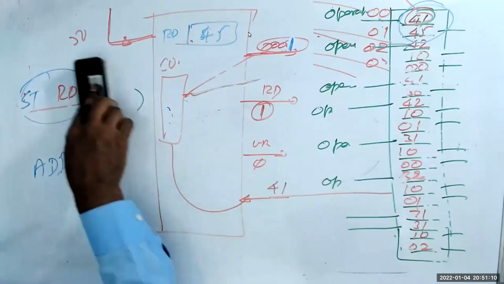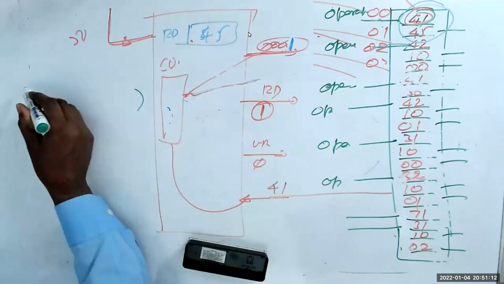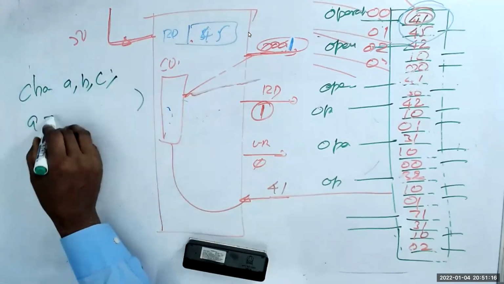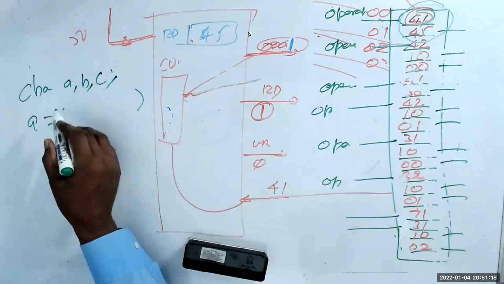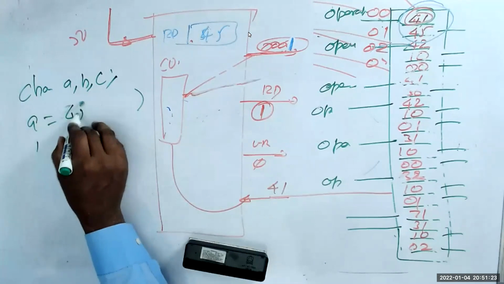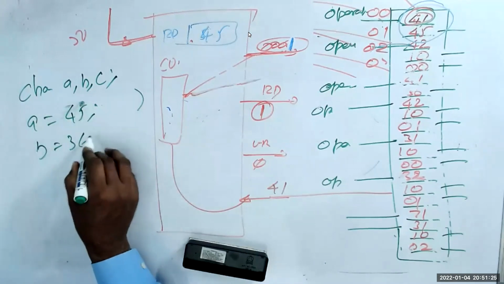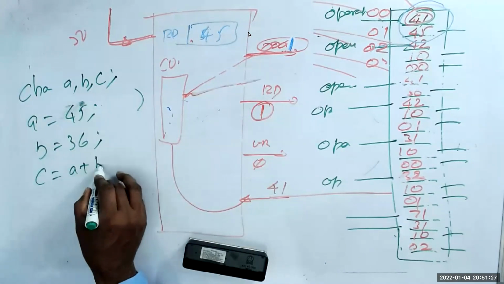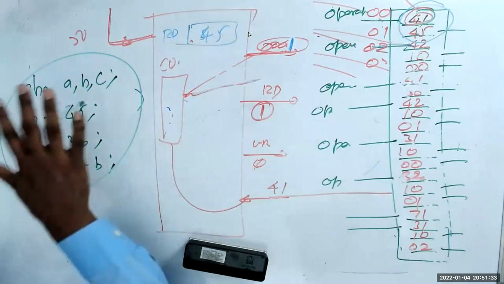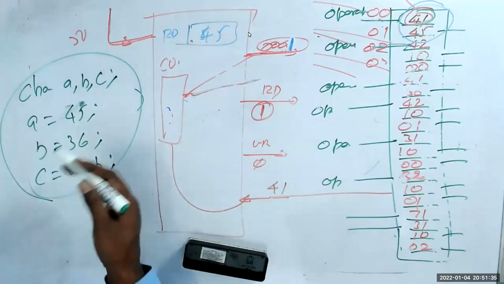You write in C. You write in C: char A, B, C. A equal to 36. A equal to 45. B equal to 36. C is equal to A plus B. You better do your job. You don't worry about this. You do your job better in English. Whatever it is, Python.